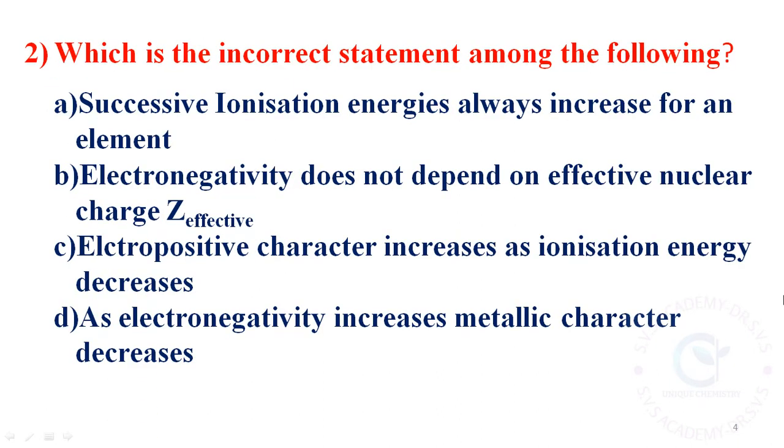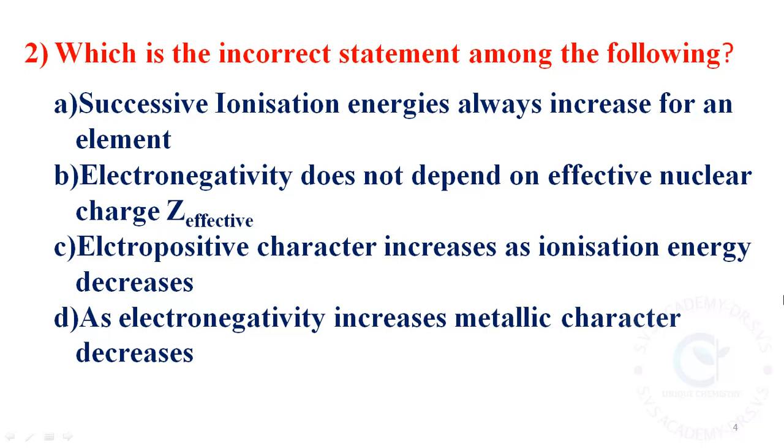The second question: which is the incorrect statement among the following? The first option is successive ionization energies always increase for an element. Second, electronegativity does not depend on effective nuclear charge. Third, electropositive character increases as ionization energy decreases. The fourth one is as electronegativity increases, metallic character decreases.